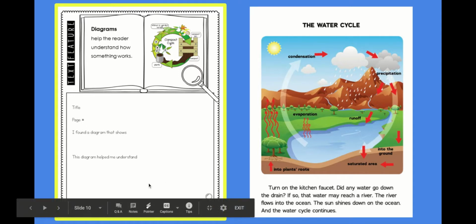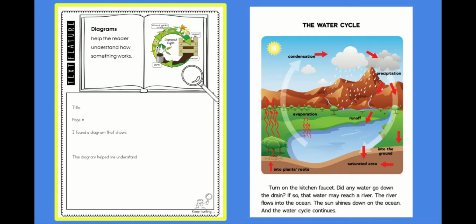So I might explain exactly what's going on in the water cycle and not just say it helped me understand the water cycle. I want to see what you learned from your diagram. So make sure that you're specific when you're explaining that.